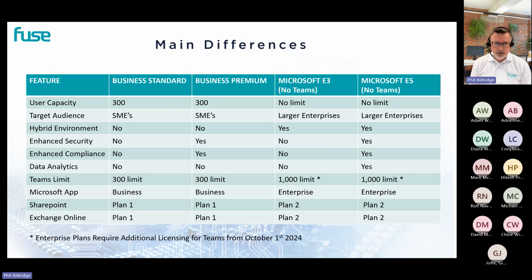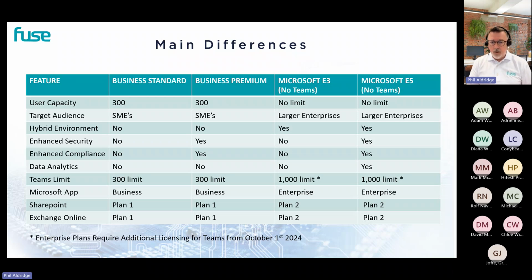There are some other differences, and I would equate business standard for an SME is similar to E3 for a large organization, and business premium is similar to E5, okay, because it comes with enhanced security and compliance, basically security and compliance. Now, all the things that come built into business premium and E5, you can buy as individual licenses as well. So you can buy an E3, add on some additional licenses, and effectively get E5, but it will just cost you more.